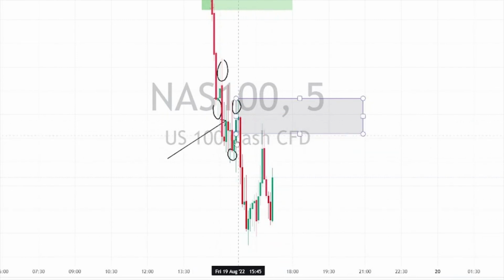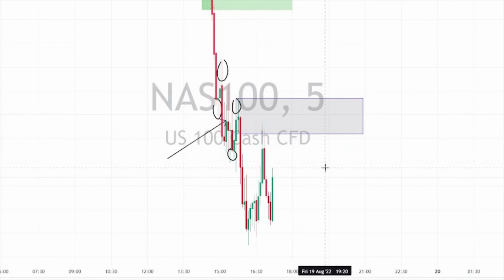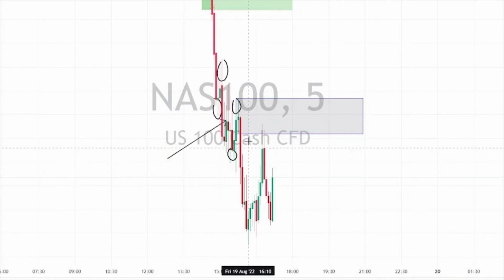This is a high probability supply. I'm going to teach you about high probability supply in part 3 of the supply setups. This is a high probability supply because it left a gap in the market, because it dropped without going back into it.